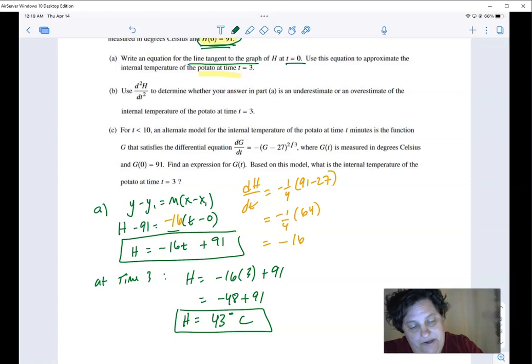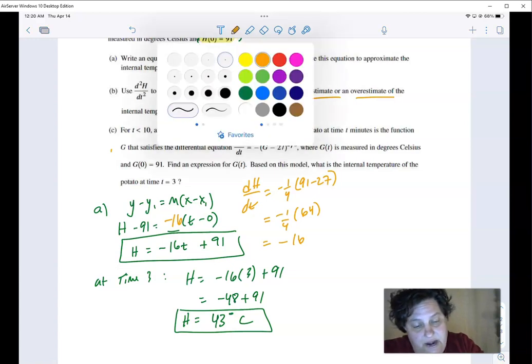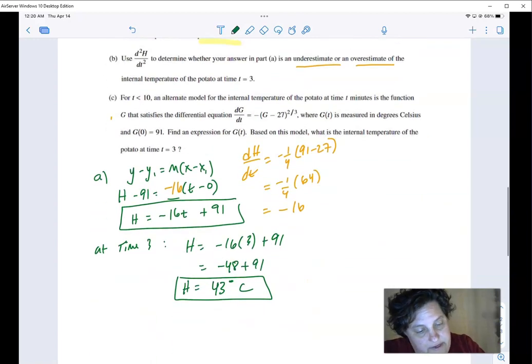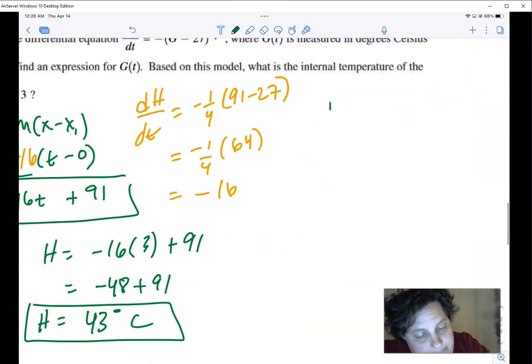So again, we had some equation and we're finding the derivative and we're just approximating it, going like that. This is time 0 and then this is time 3. Okay? So we're using the line to approximate it instead of the curve. Use the second derivative to tell if it's an under or overestimation. Oh my goodness, same exact thing, you guys. All right, second derivative time. Here we go. Negative 1/4 h minus 27. All right.